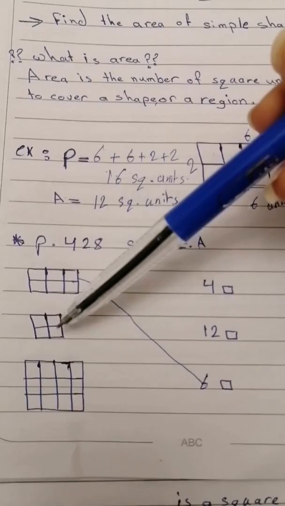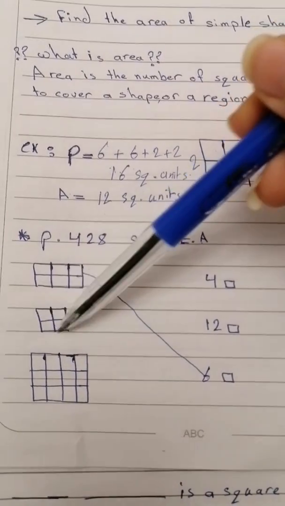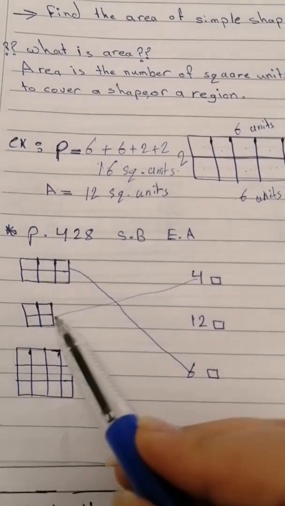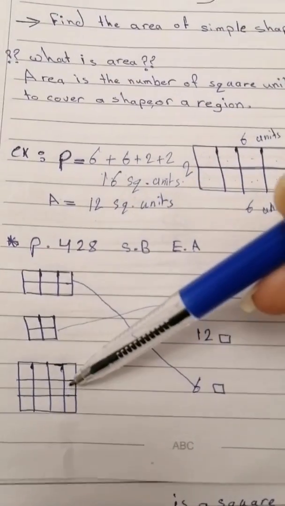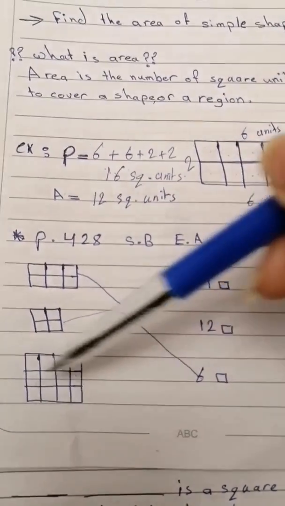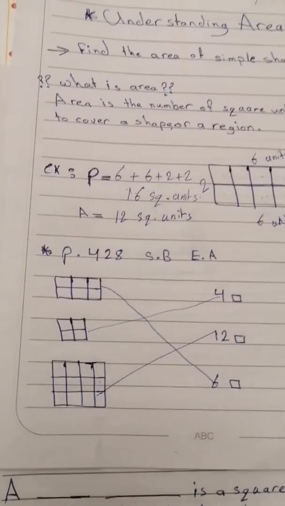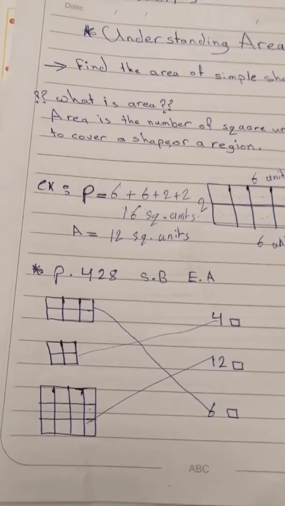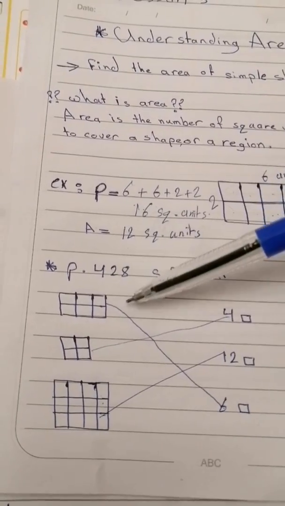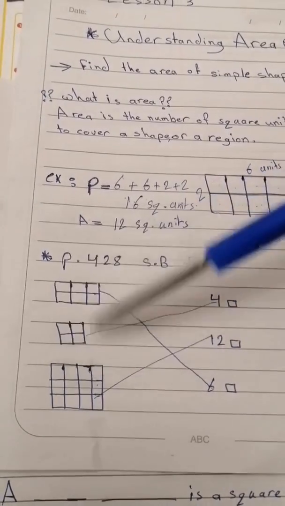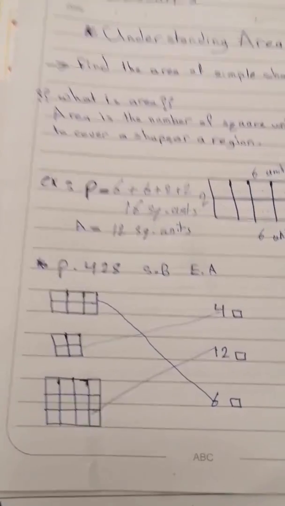The second one, 1, 2, 3, 4. How many square units inside the shape? 4 units. So 4 square units. And here we have how many? 11, 12. So 12 square units. Okay, so when we want to find the area, we just count the square units inside the shape.